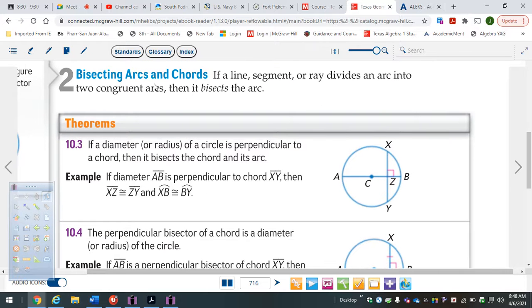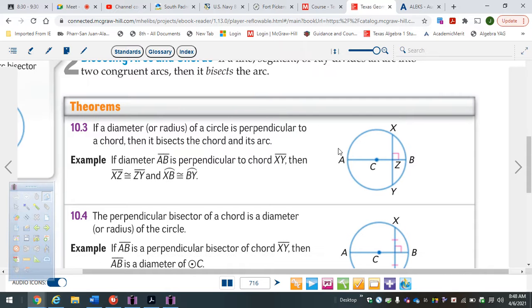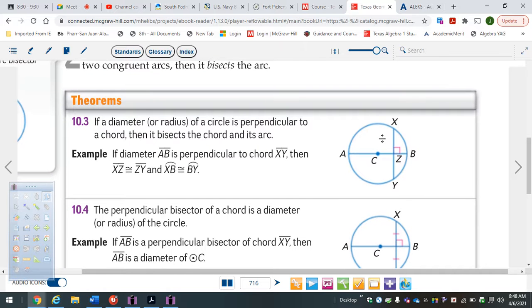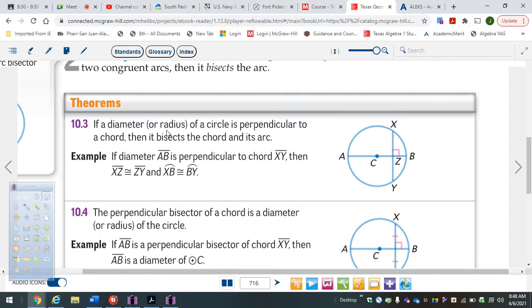Okay, so here we go. Bisecting arcs and chords. If a line, segment, or ray divides an arc into two congruent arcs, then it bisects the arc. Let's look at this real quick. If a diameter or radius of a circle is perpendicular to the chord, then it bisects the chord and its arc.